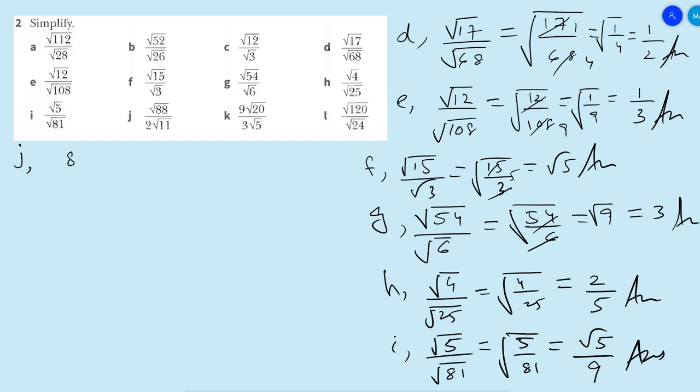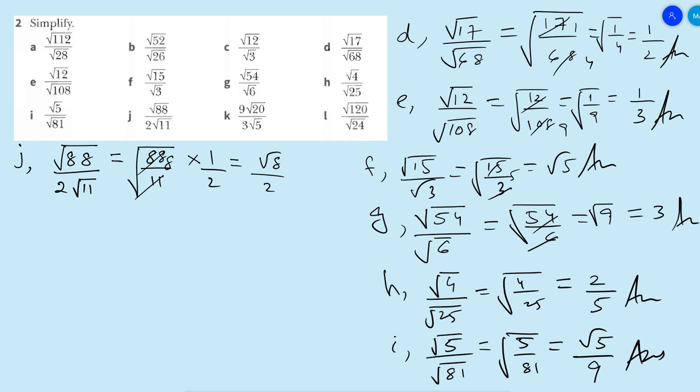Part J is root 88 upon 2 root 11. So root 88 upon root 11 can be written as 88 upon 11 whole root, and this 2 remains, and I am writing this as 1 upon 2. 11 ones are 11, 11 eights are 88. Answer is root 8, and this 2 remains 2.